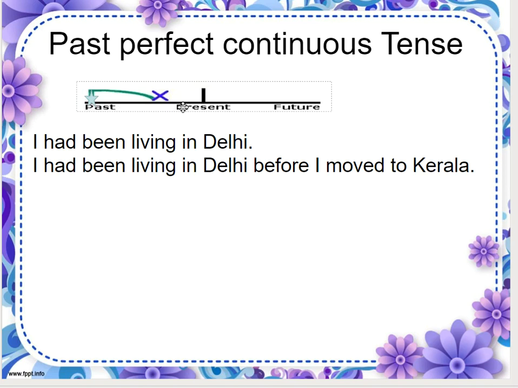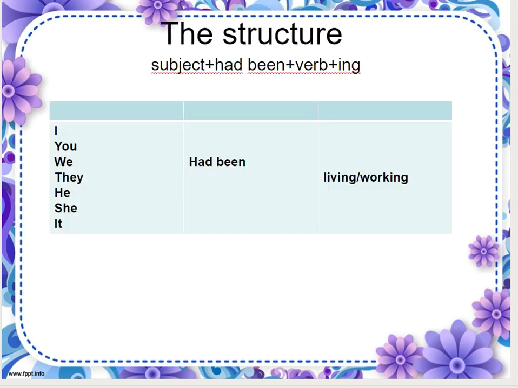For example, I could say I had been living in Delhi before I moved to Kerala. So let us say that is from this point to this point, I had been living in Delhi, and from this point I moved to Kerala. So these are some basic ideas of how it is used. Past perfect continuous tense explains something that happened in the past from a point of time in the past up to a certain point of time in the past. So it was past, it was perfect and continuous. Now let us look at the structure of this tense.